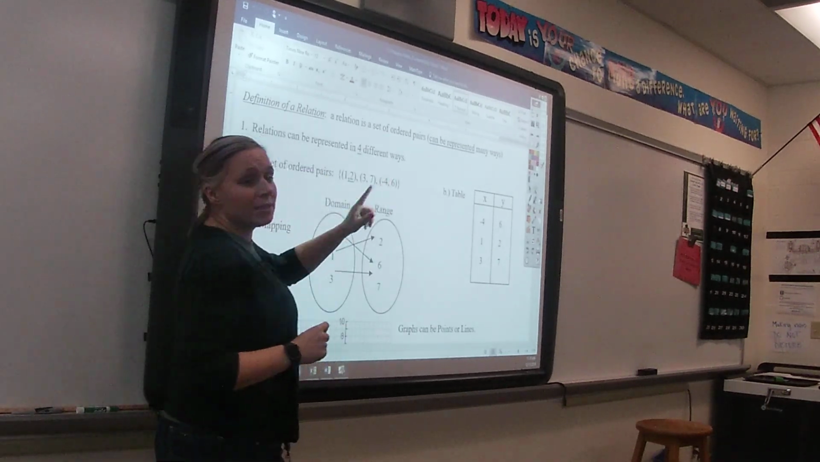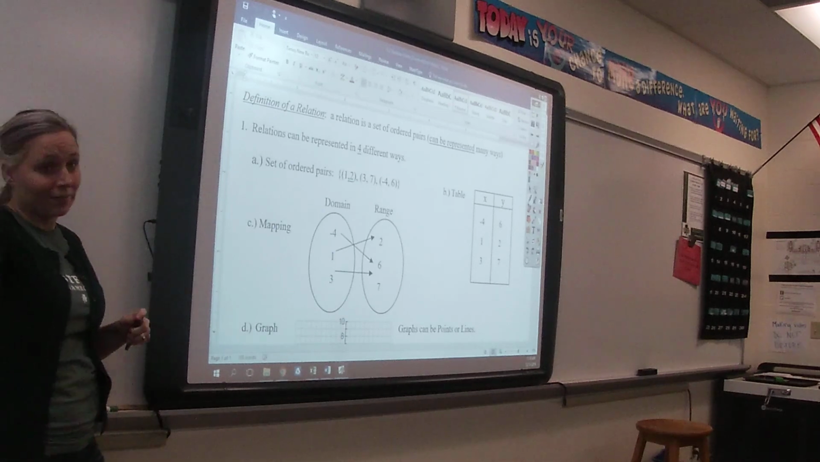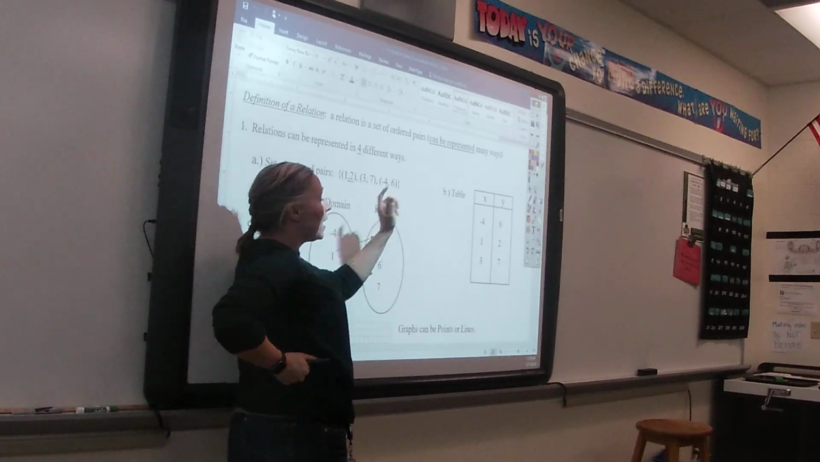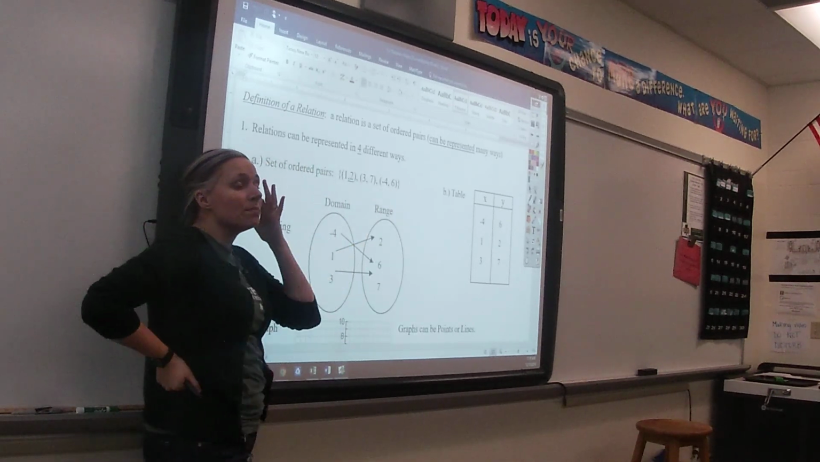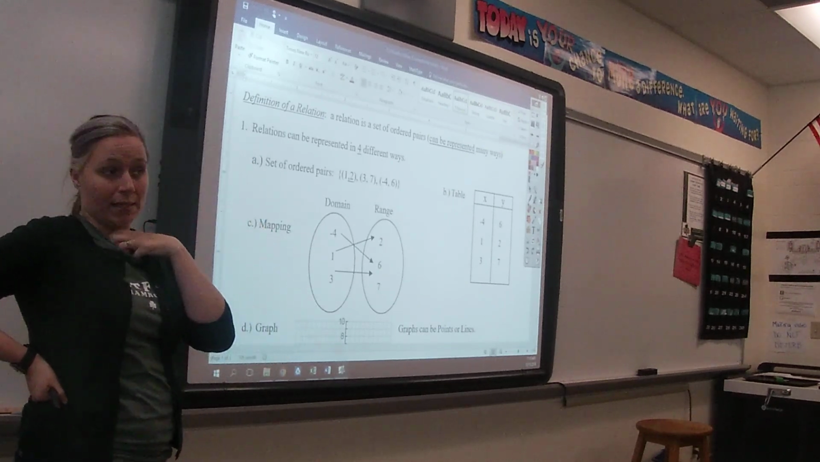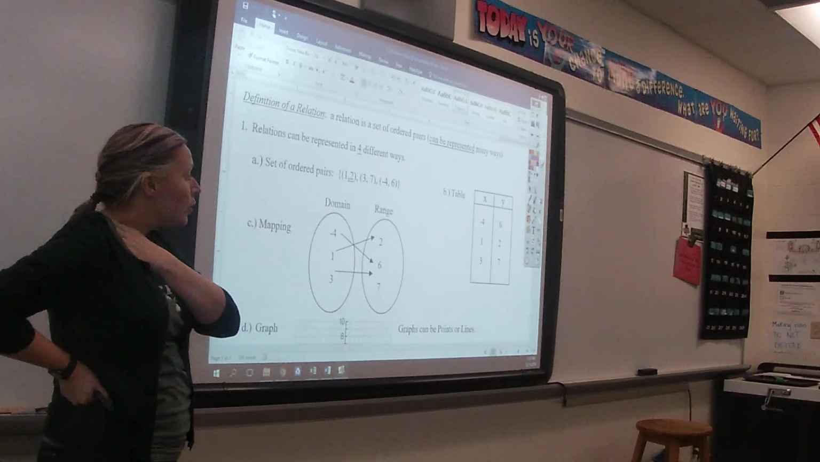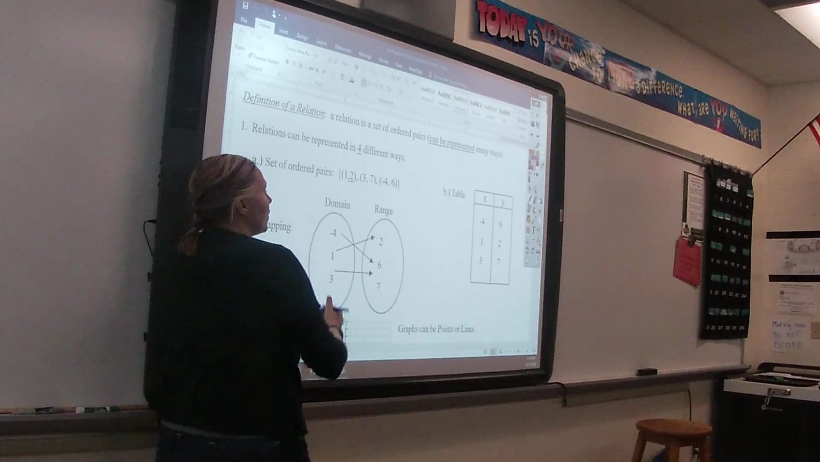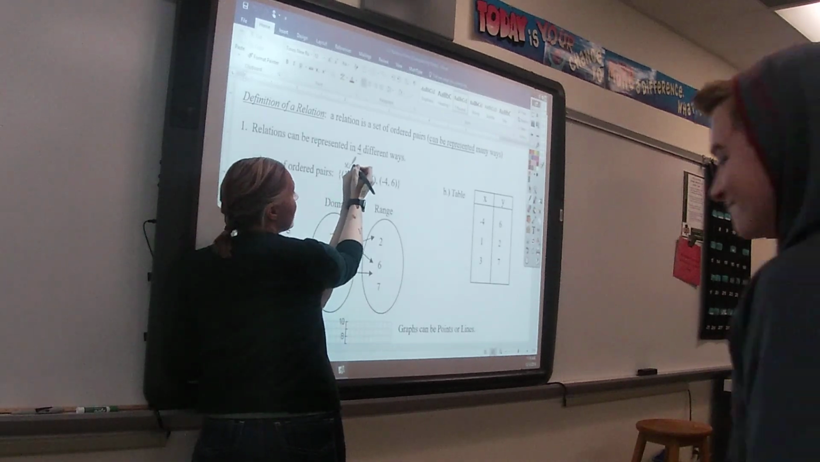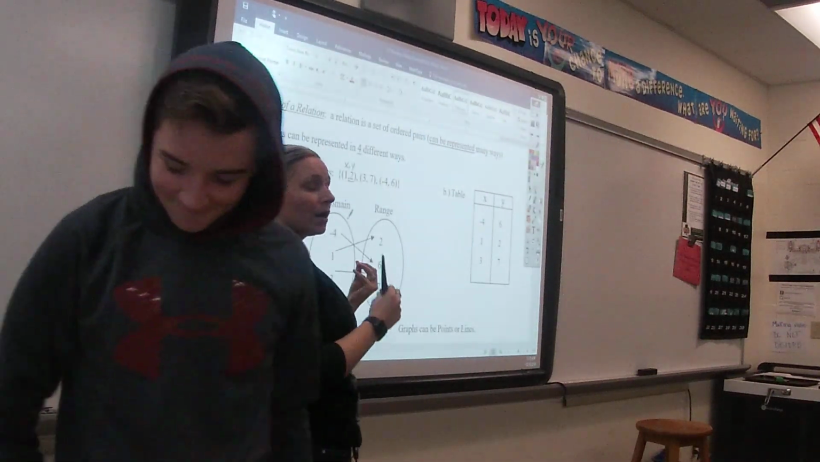A set of ordered pairs is probably our most common way that we see something. An ordered pair, hopefully we know this, is always represented with an x comma y.